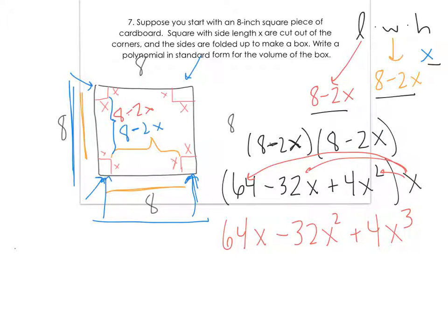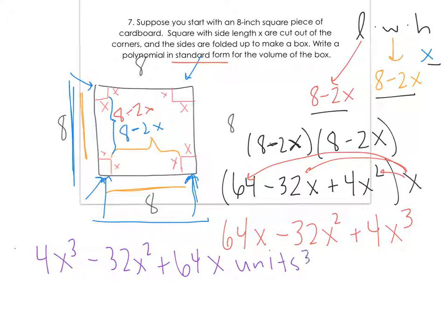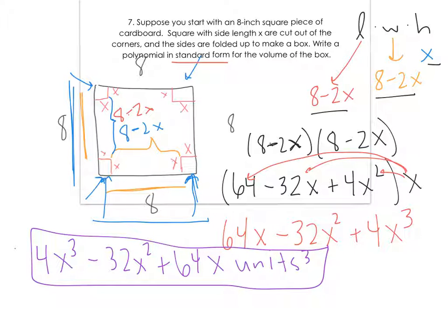And then the directions also stated to write the answer in standard form. So I'm going to flip a couple things because I know standard form is highest degree to lowest degree. And I get 4x cubed minus 32x squared plus 64x units cubed because I found volume of that box.